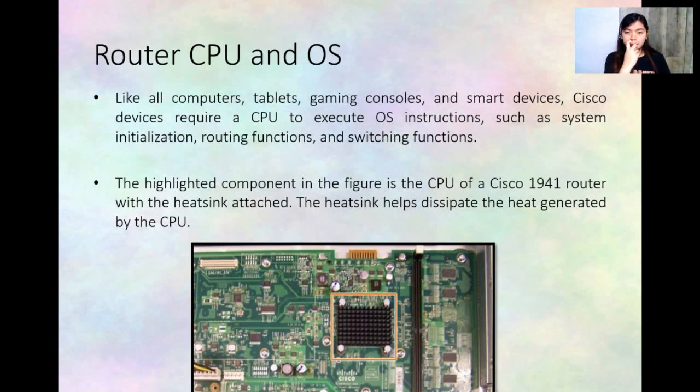Router CPU and OS. Like all computers, tablets, gaming consoles, and smart devices, Cisco devices require a CPU to execute OS instructions such as system initializing, routing functions, and switching functions. The highlighted component in the figure is the CPU of a Cisco 1941 router with heatsink attached. The heatsink helps dissipate the heat generated by the CPU. So this is the highlighted component.